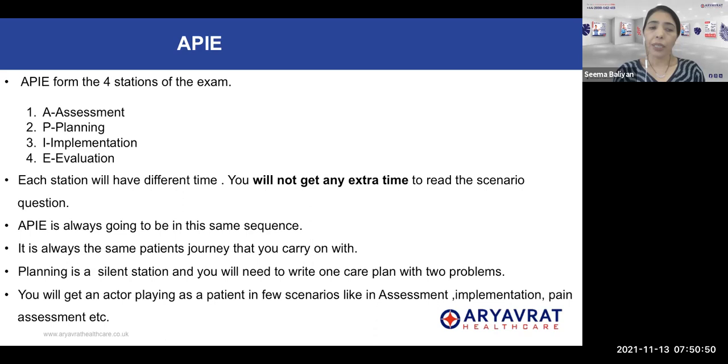So assessment, as I said, you are going to do assessment. In the planning, it is a silent station, and you will need to write down 2 problems with 1 care plan. Normally for the assessment and implementation stations, you are going to get an actor who will be playing the patient.